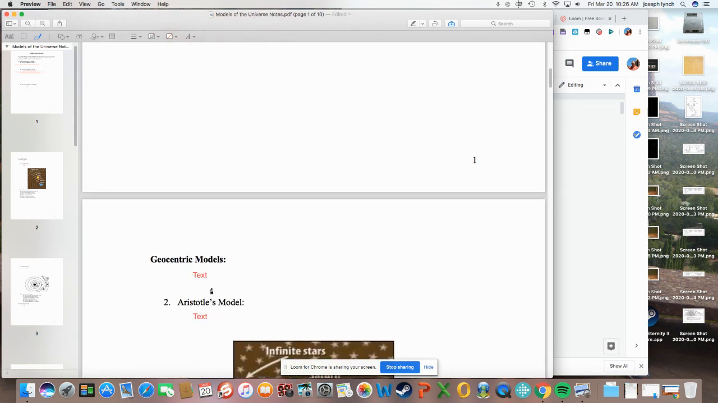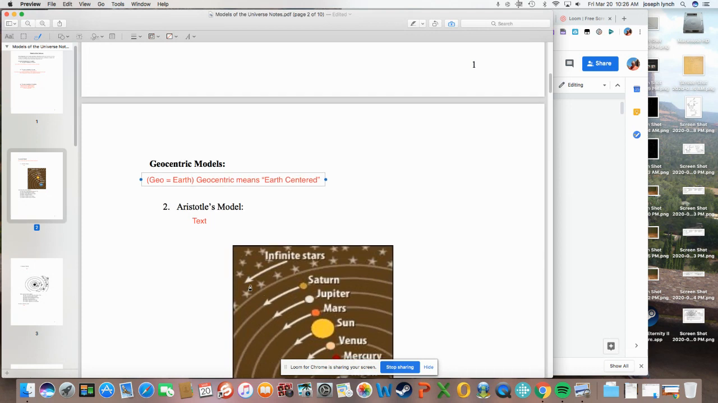So the first type of models we're going to look at are geocentric models. In geocentric, geo stands for Earth. So geocentric means Earth centered. So the first model we're going to talk about is Aristotle's model, and it was very simple.